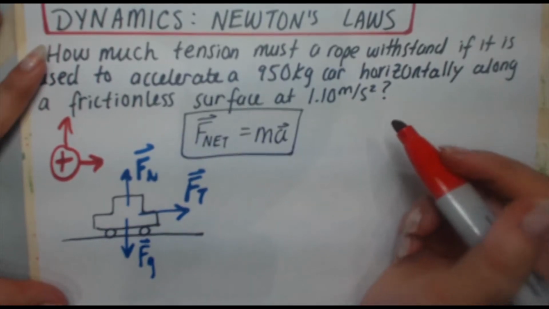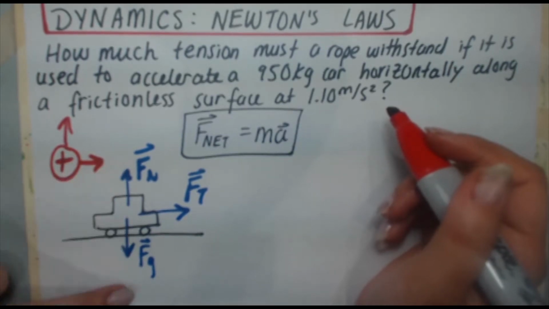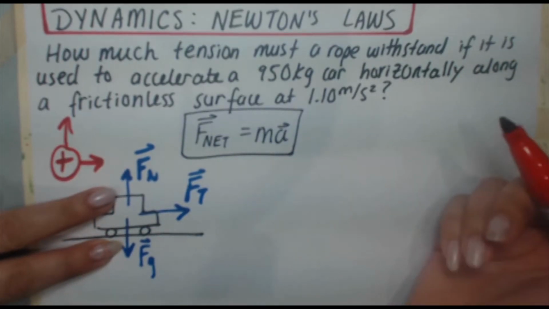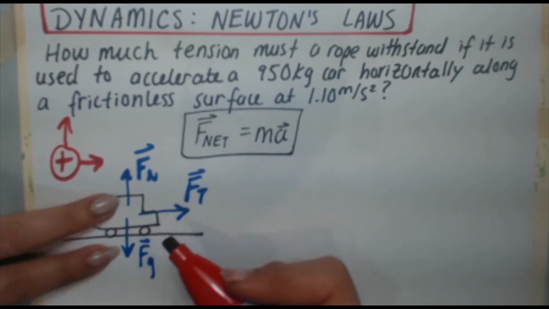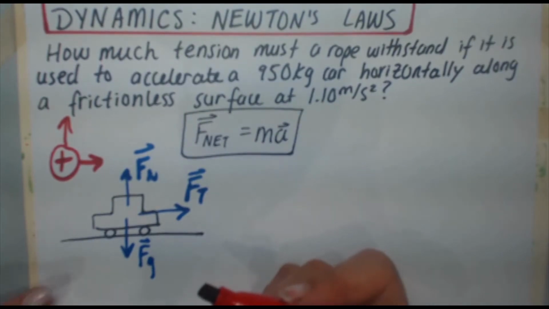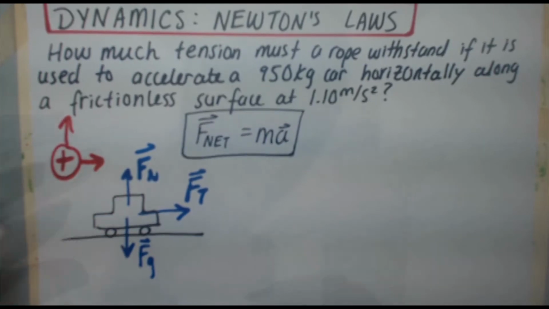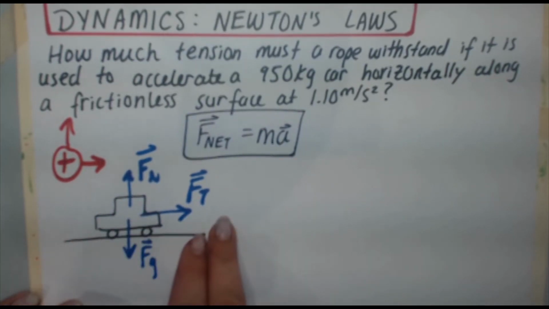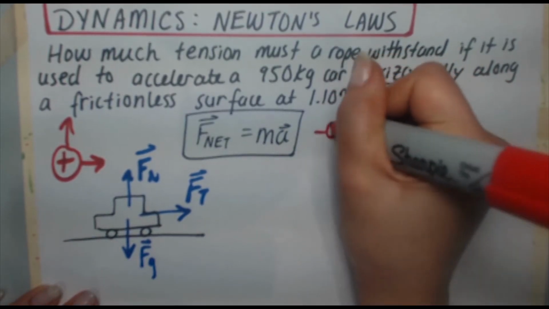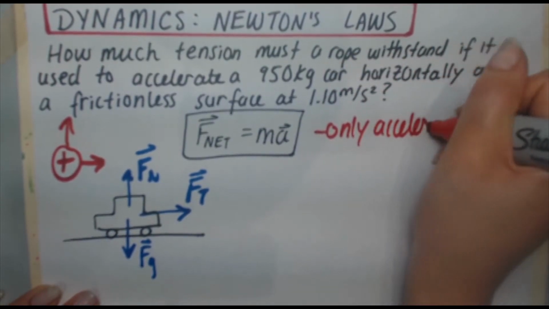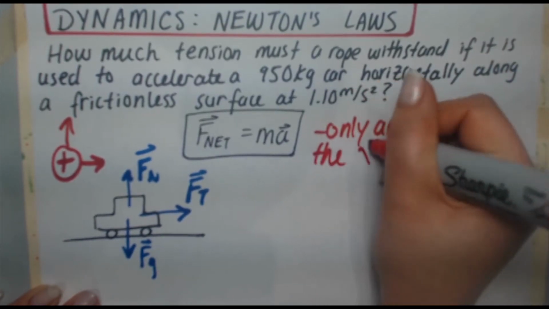Okay, so here's the thing. When you look at this problem, in the y direction, so the vertical direction, the car is not accelerating, right? The car is not going up and down, accelerating up and down. It's going across the road. It's going forward. So the acceleration in the y direction is 0, which means F net in the y direction is 0. In the x direction, however, you've got acceleration. You've got an unbalanced force here. Okay, so the only acceleration is in the x direction.